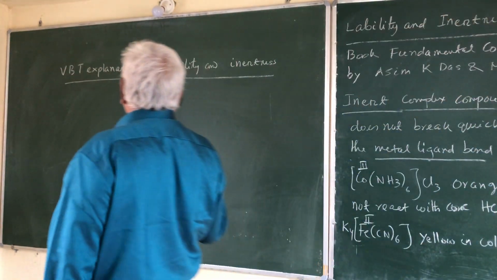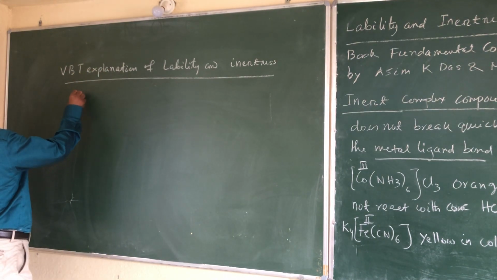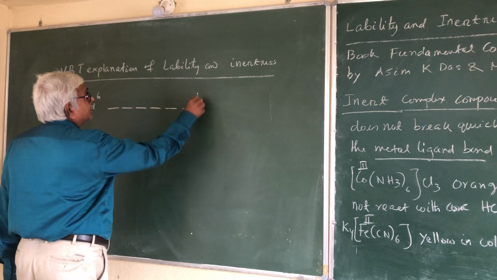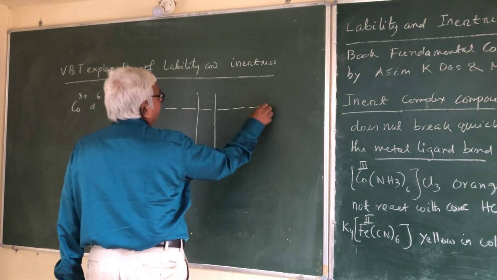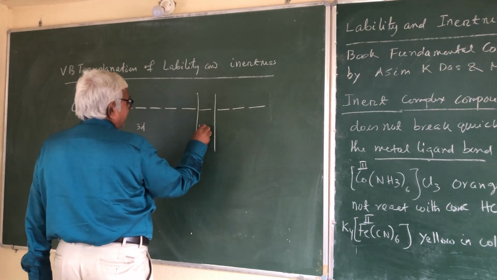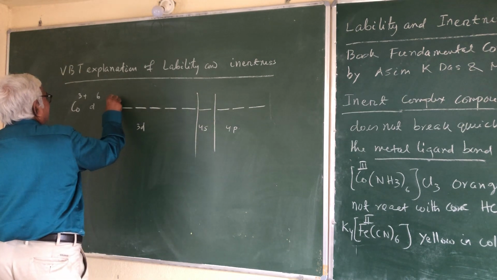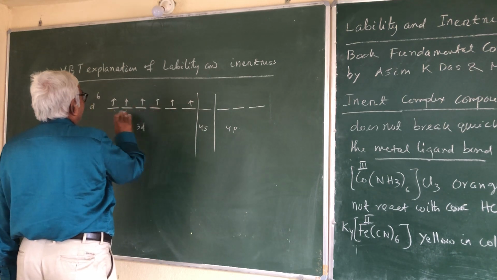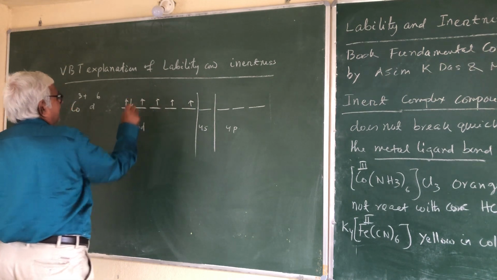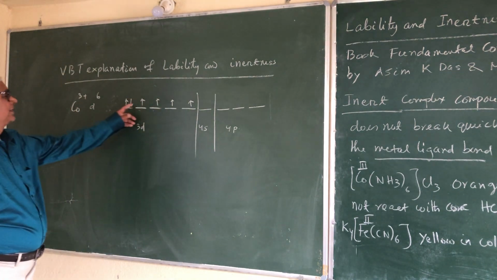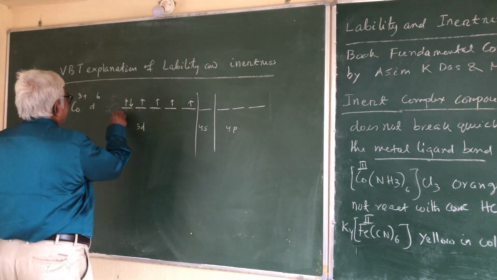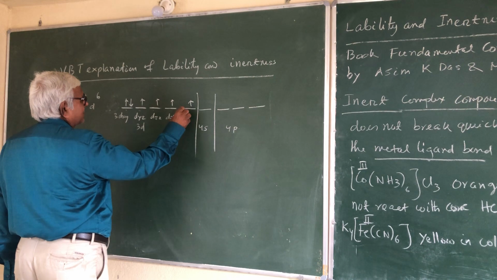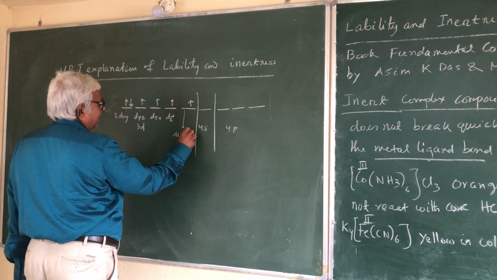Suppose we take a complex like this, cobalt(III). Cobalt(III) is a d6 system. So 1, 2, 3, 4, 5, 6. So 3d, 4s, 4p, six electrons will remain like this. These six electrons will remain in the d orbitals. So this is 3dxy, 3dyz, dzx, dz square, dx square minus y square.